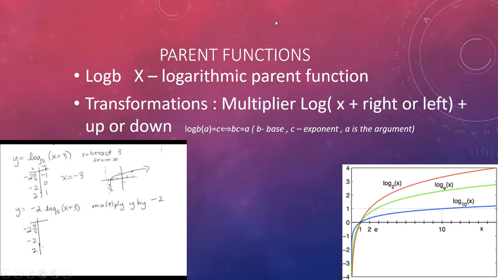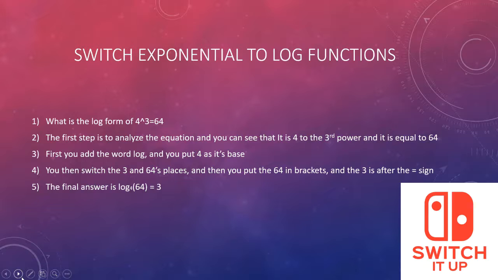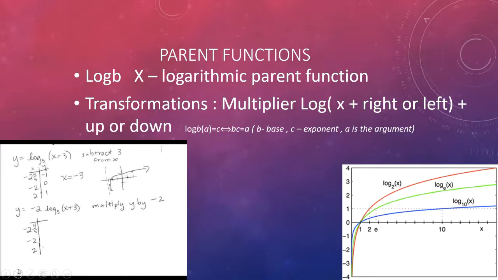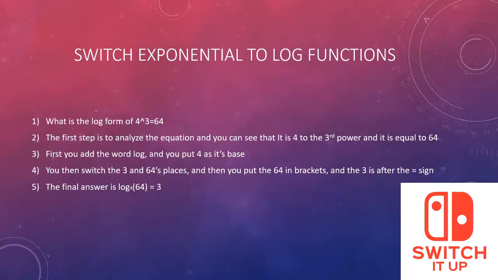So basically, a log function is the inverse of an exponential function, and an exponential function is basically something to the power of something. So you could say 2 to the power of 2 equals 4. That's an exponential function. The log one would be log base 2 of 4 equals 2, and I'll be showing you how to do this in a bit.